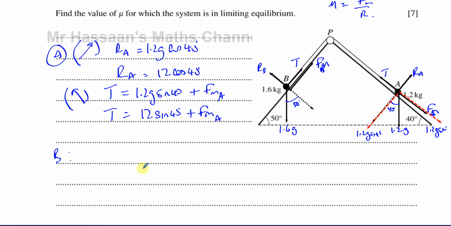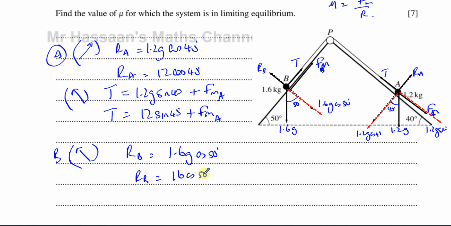If we go to B and resolve perpendicular to the plane, we'll have a similar situation. This force resolved in that direction is going to be 1.6g cosine 50. This is 50 this time. So you can say RB is equal to 1.6g times cosine 50, so that's going to be 16 cosine 50. So we know RB.